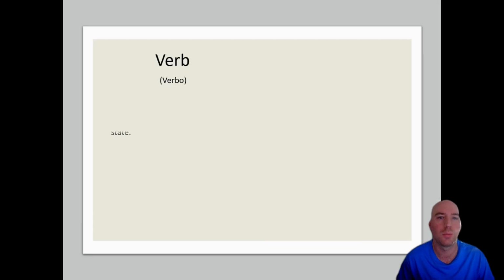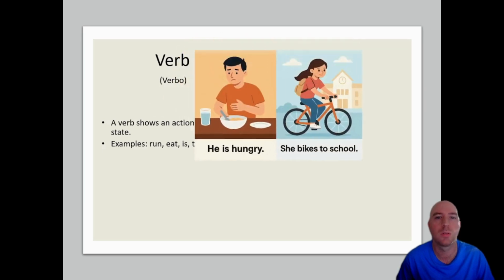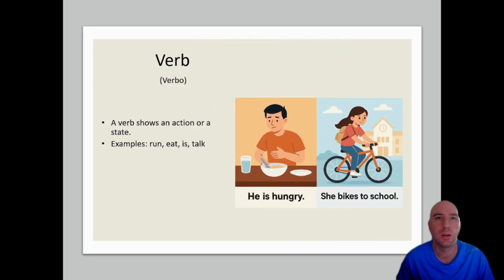Verb. A verb shows an action or a state. Examples are run, eat, is, talk. He is hungry. She bikes to school.